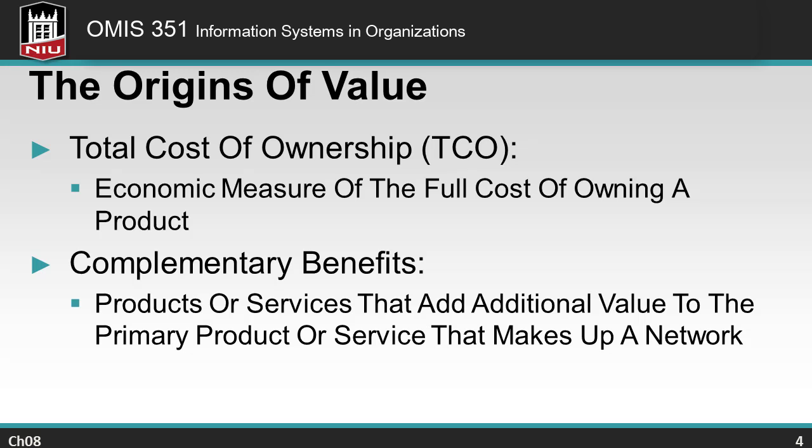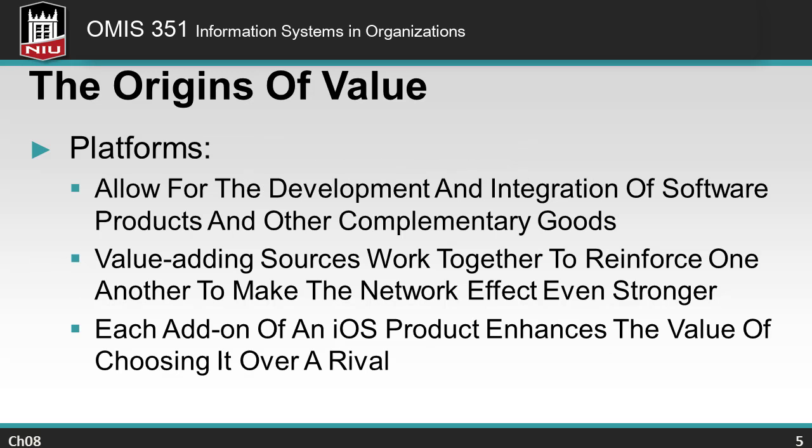Consumers should also consider complementary benefits. These exist when products or services add additional value to the primary product or service that makes up a network. Using our car example, complementary benefits might include dealer service. Value can be created by establishing platforms. Platforms allow for the development and integration of software products and other complementary goods. Value-adding sources work together to reinforce one another to make the network effect even stronger. For example, each add-on of an Apple iOS product enhances the value of choosing it over a rival.